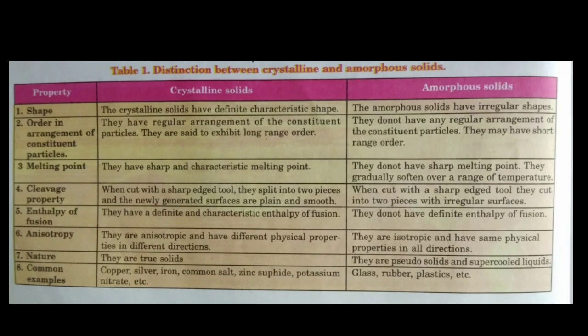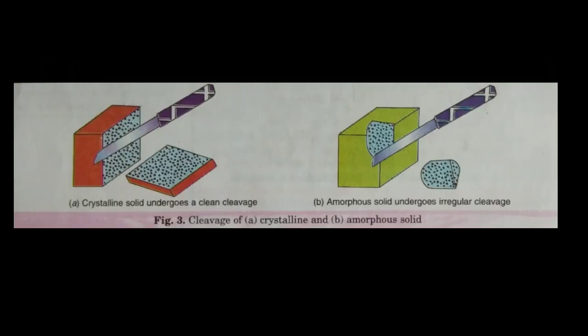About the cleavage property, crystalline solids, when cut with a sharp-edged tool, split into two pieces and the newly generated surfaces are plain and smooth. Whereas in amorphous solids, the two surfaces, when cut with a sharp-edged tool, are very irregular. It may be said that it is rough.